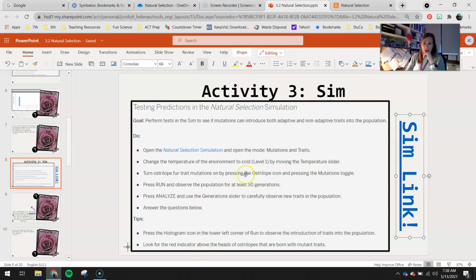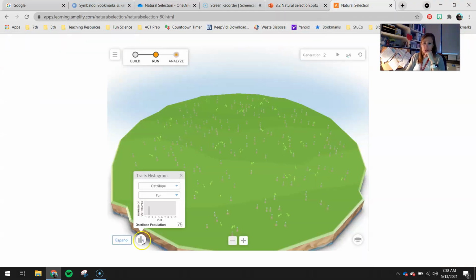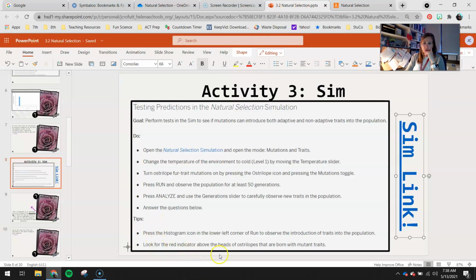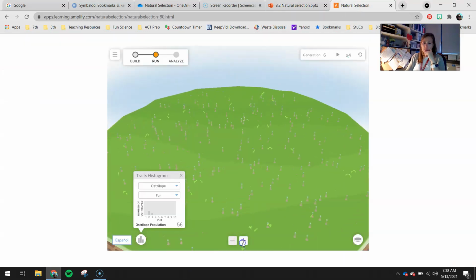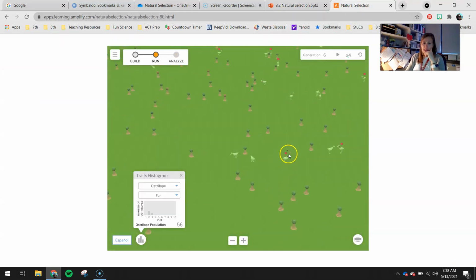Press the histogram icon in the lower left-hand corner of the run to observe the introduction of traits. So you can watch this little thing here as it changes. You can kind of see what it looked like before, and then as it's changing, what's happening. So there was another big change. And then look for the red indicator above the heads of Australopes that are born with mutant traits. So if you zoom in, you can see this little red dot. That shows us when there's been a mutated trait here.